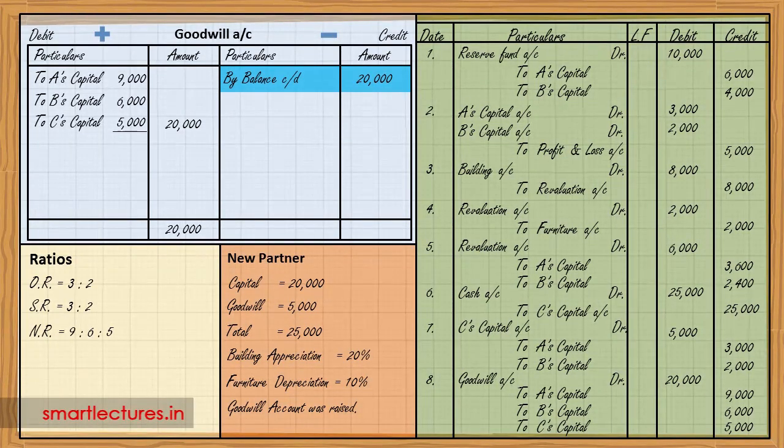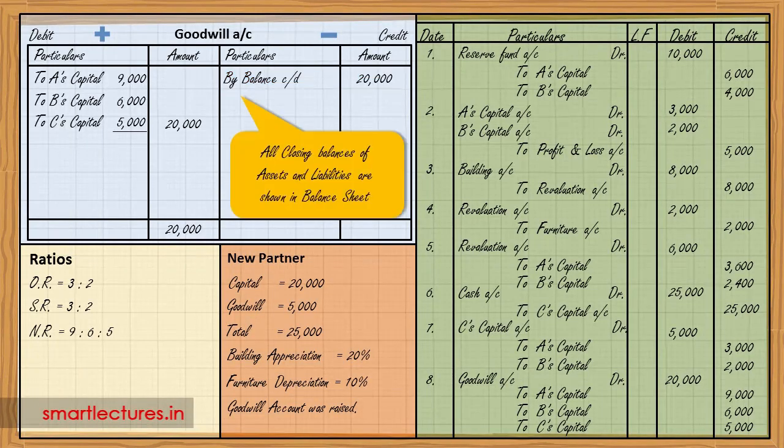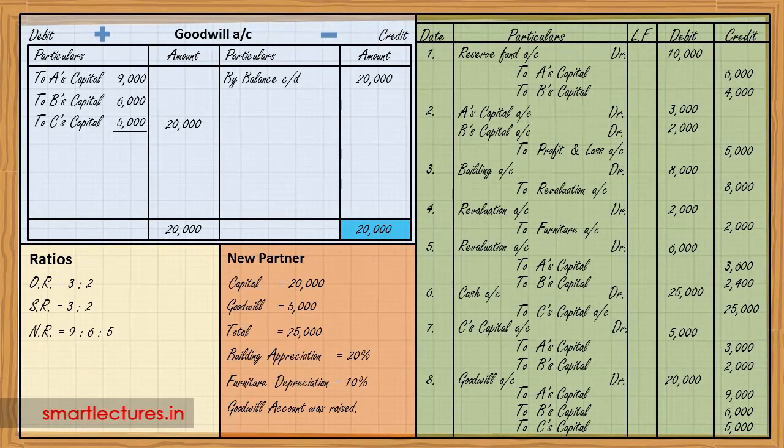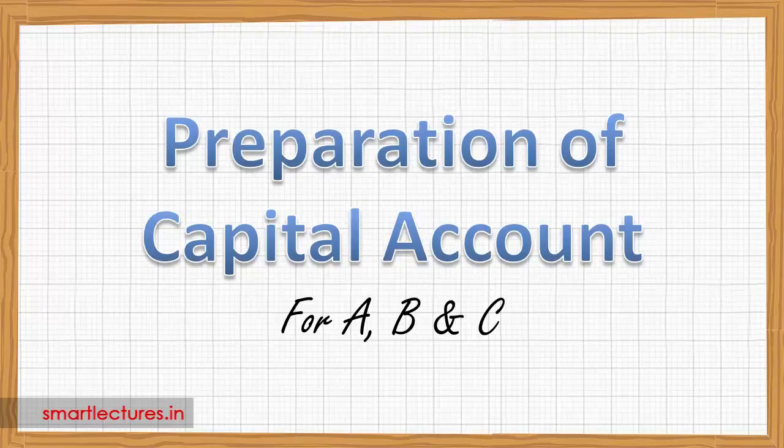What it means? This is the closing balance of Goodwill account, and all closing balances of assets and liabilities are shown in the balance sheet. It means this 20,000 balance of Goodwill will be shown in the balance sheet on asset side. Now we have to prepare capital accounts.